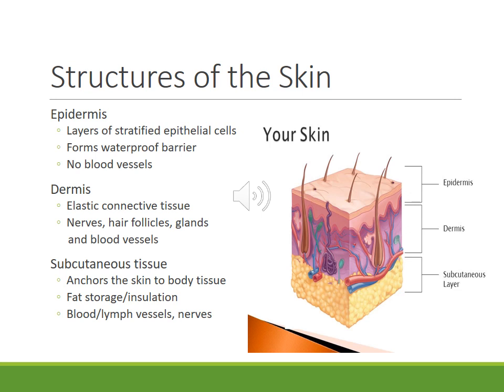This is that elastic connective tissue. It has our nerves, our hair follicles, our glands, our blood vessels. And then we have the subcutaneous tissue or layer. And this anchors the skin to our body or tissue. It stores fat for energy, serves as a heat insulator for us. And it has blood and lymph vessels and nerves as well.